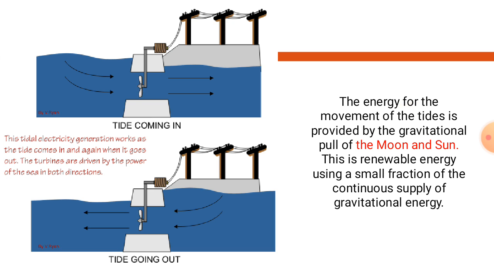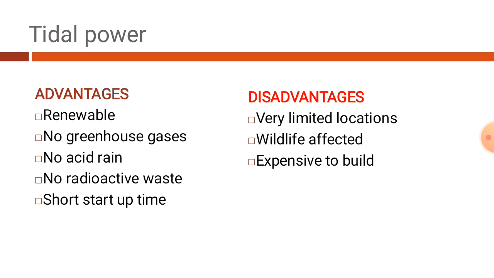So that's why it is a renewable resource, using a small fraction of the continuous supply of gravitational energy. So what are the advantages and disadvantages of tidal power?